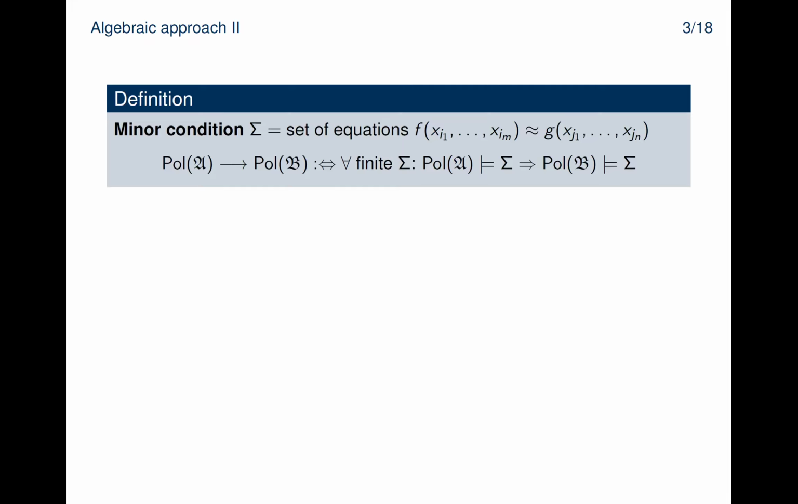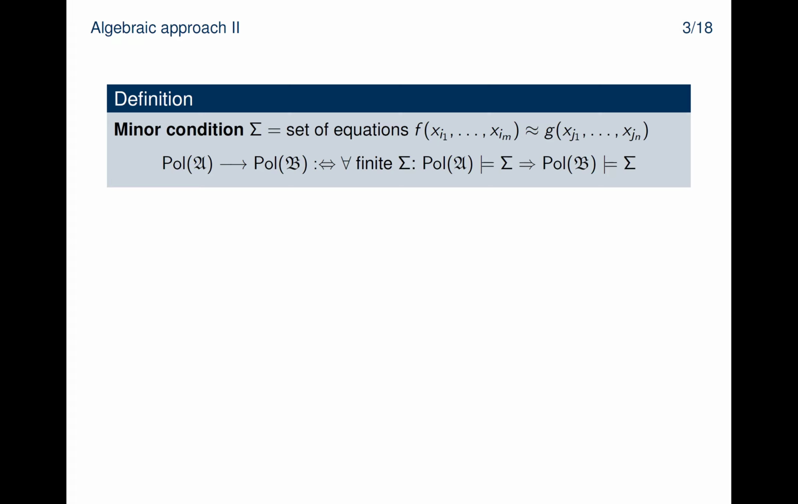The second level was to not look at polymorphisms as concrete operations, but to look at some identities that hold in these polymorphisms. And now I just want to briefly cover minor conditions, which are particular sets of identities or equations.